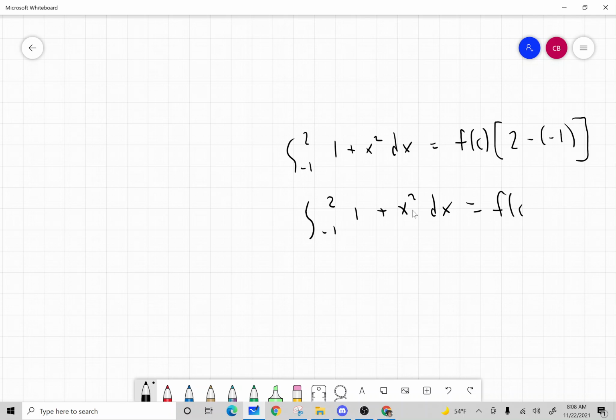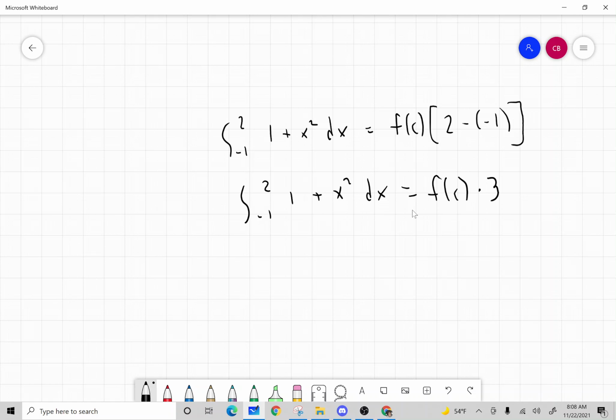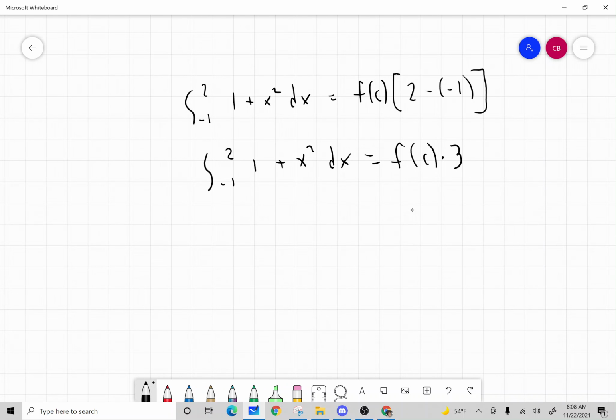Okay, and so this says the integral from negative 1 to 2 of 1 plus x squared dx is equal to f of c times 3, right? Because we figured that out a minute ago. This is a c, by the way. Let me write that neater for you. Now, when we did the integral of this thing, the whole answer came out to be 2, right? So if I divide this 3 over to there, we can solve for f of c again, and we'll have the following: 1 plus x squared is equal to the 2 value.